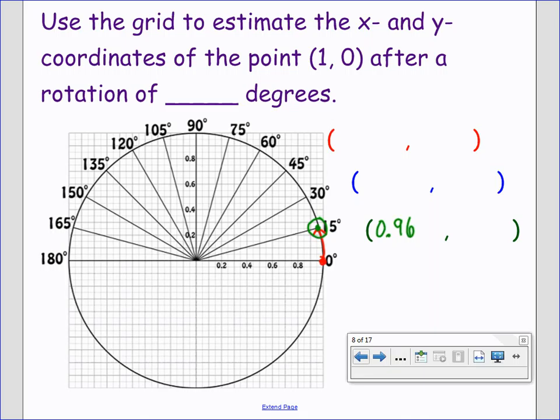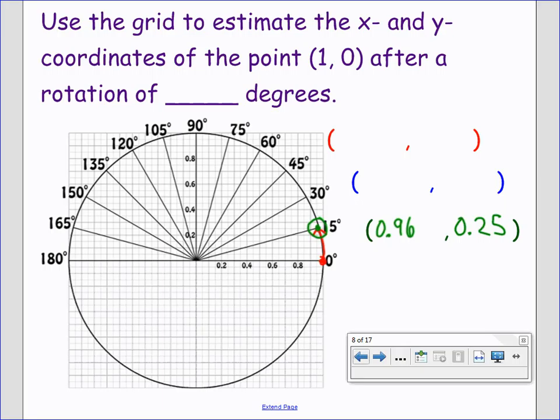Okay, what's the y-coordinate? Everybody find it. What are you guys getting for the y-coordinate, about? What are you getting for that, Ian? 0.25. About 0.25? That's what I'm getting about too. Okay, so I'm getting about 0.25.